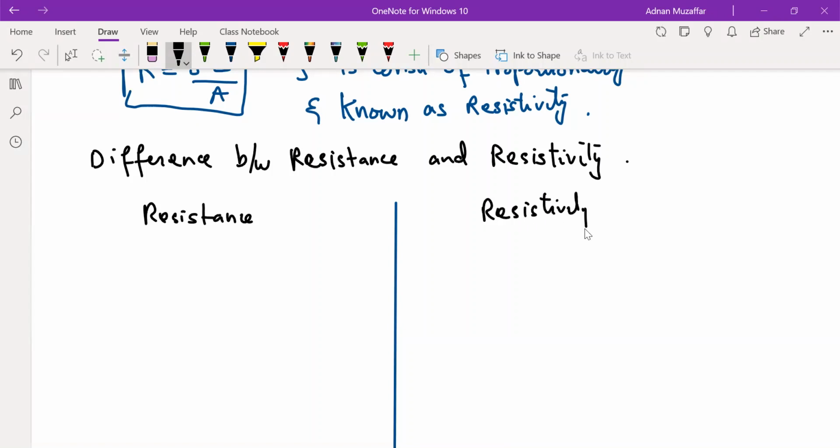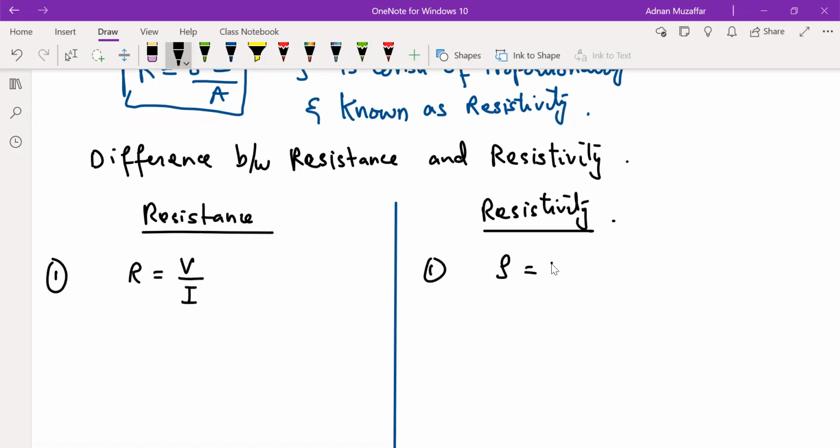So we can write their formulas to show that they're different quantities. The first point can be: resistance can be calculated by V over I. This is one of the differences. And the corresponding point here: resistivity is equal to RA over L. We can also say resistance is in ohm and resistivity is in ohm meter.